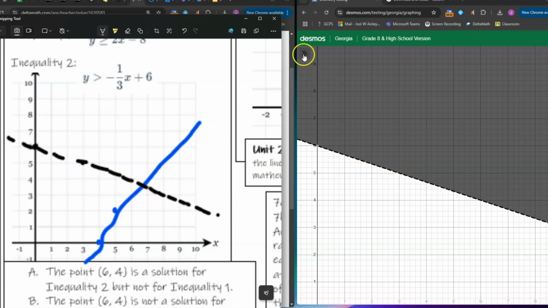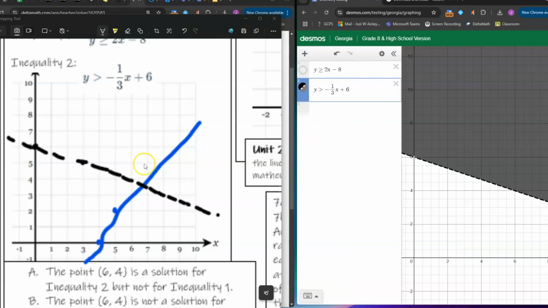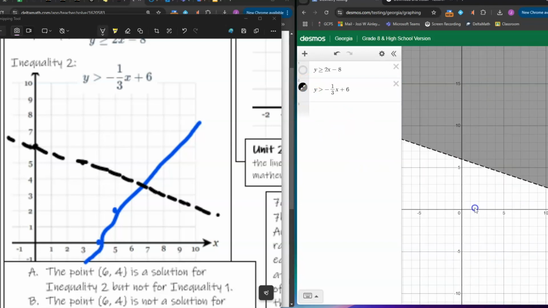Now, whenever you're drawing these solutions, you are not shading each one. You're shading just the overlap. So I'm going to press home so I can see it better.